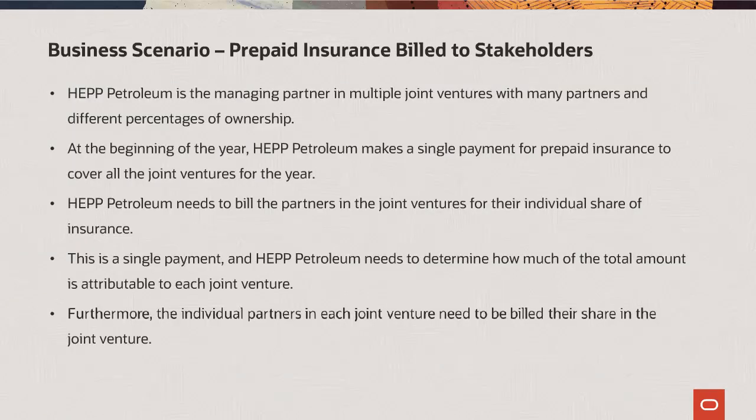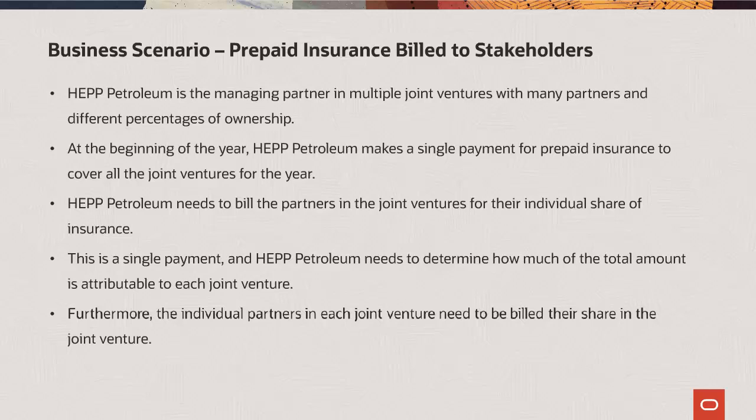Let's look at a business scenario at HEPP Petroleum. HEPP Petroleum is the managing partner in multiple joint ventures with many partners and different percentages of ownership. At the beginning of the year, HEPP Petroleum makes a single payment for prepaid insurance to cover all the joint ventures for the year. HEPP Petroleum needs to bill the partners in the joint ventures for their individual share of insurance.